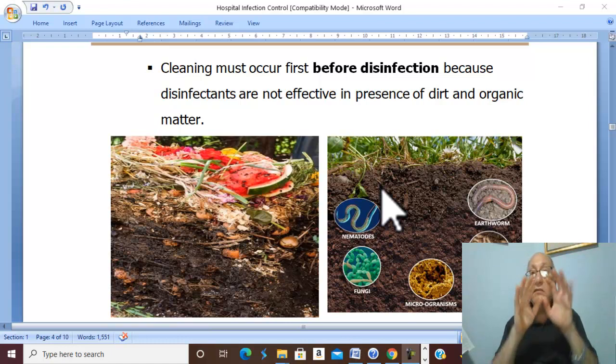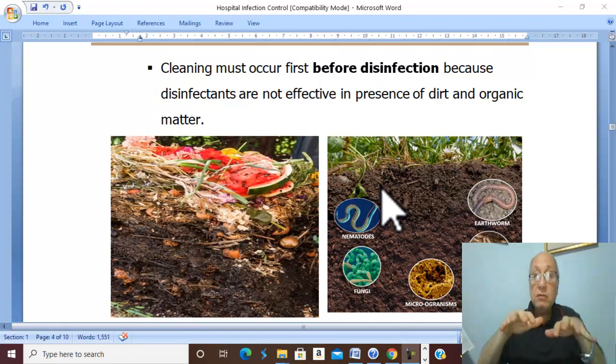Therefore, glutaraldehyde long immersion time is sterilization. Short immersion time of the instruments is disinfection. Now we reach sterilization. What is sterilization? Sterilization is complete destruction of all microorganisms. Any microorganism, bacteria, spores, virus, fungus, any microorganism.